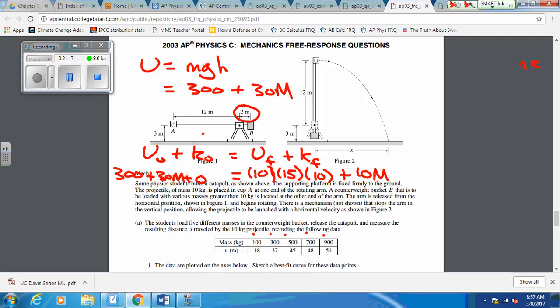What else? We still have to do K final. Could we use 1/2 I omega squared here? We can. Yes, we can. But is it wise? Well, let's actually walk down that.